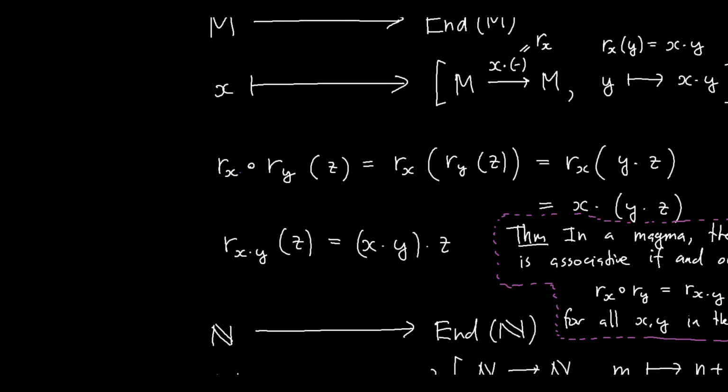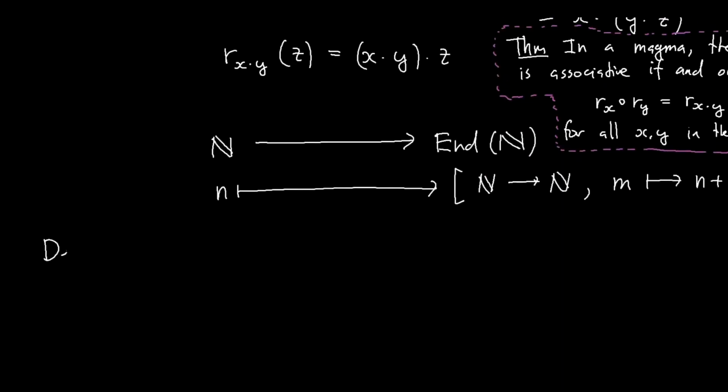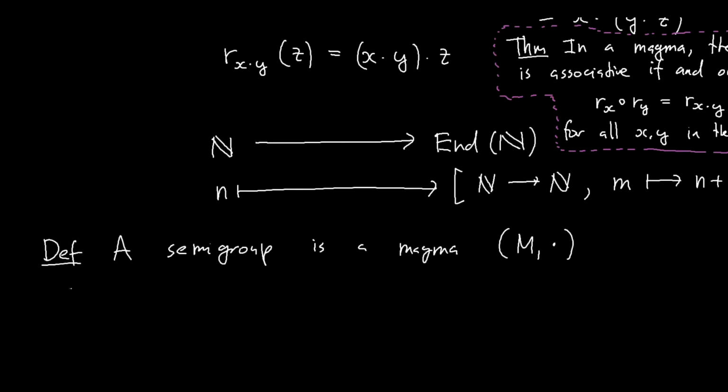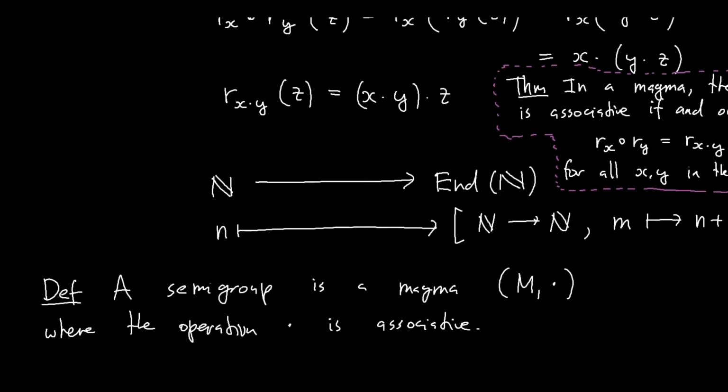Magmas in which the operation is associative are very important in mathematics, and there is a special name for such magmas. They're called semigroups. A semigroup is a magma where the operation dot is associative. So in this new language, our theorem states that a magma is a semigroup if and only if multiplication of elements is compatible with composition of those elements seen as functions.